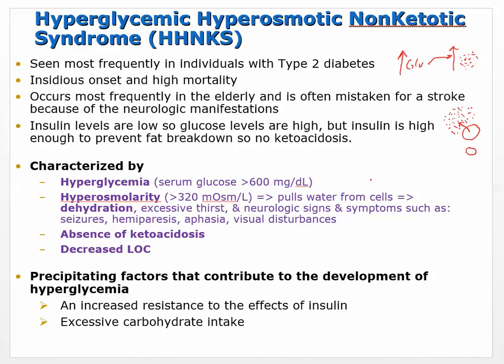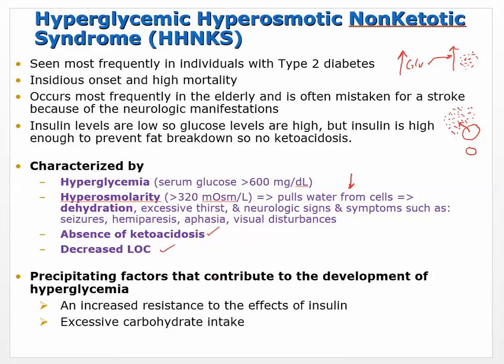Okay, pretty much. So characterized by hyperglycemia, hyperosmolarity, pulls water from cells, leads to dehydration, excessive thirst, neurological signs and symptoms: seizures, hemiparesis, aphasia, visual disturbances. So it can cause a lot of neurological symptoms. So absence of ketoacidosis, and that's another thing. That's how you're going to tell. You're going to say, oh, well, the blood pH is fine. This person is having neurologic symptoms, and their blood glucose levels are elevated. Okay, so there could be a decreased level of consciousness.